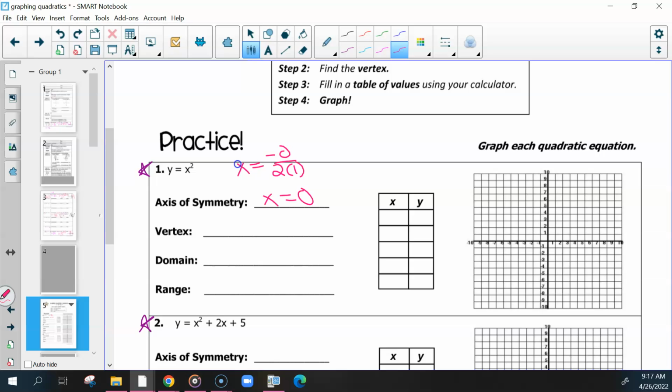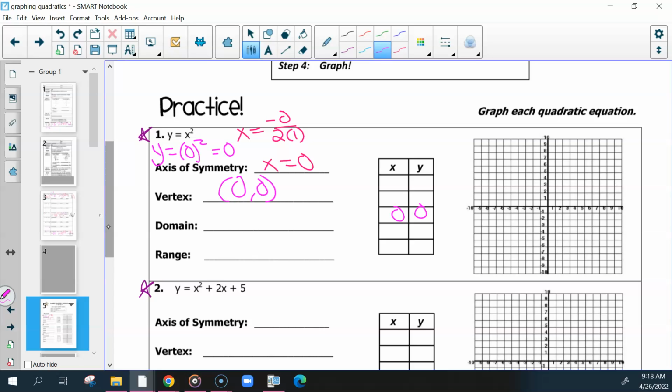If I put 0 into this, what would my y value be? 0. So my vertex would be the point 0, 0. When you find that vertex, you're going to put that in the middle of your table. We'll do domain and range here in a second.